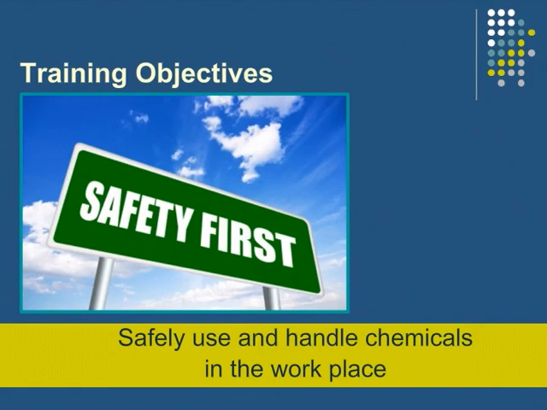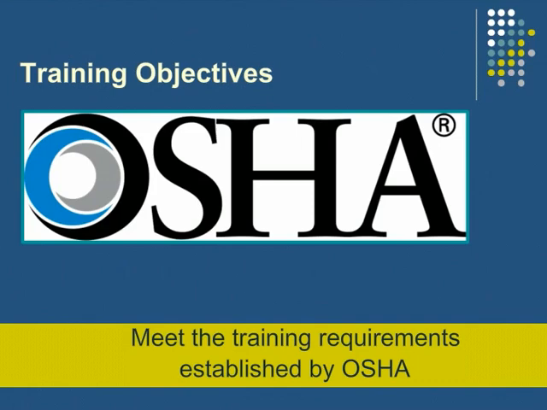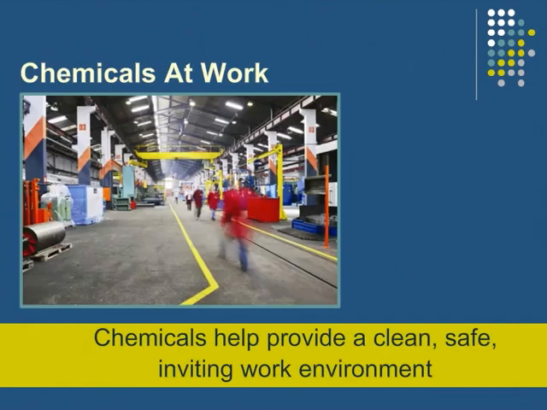The purpose of this seminar is to provide you with the information you need to safely use and handle chemicals in the workplace. In addition, all employees in the United States are required by OSHA, the Occupational Safety and Health Administration, to have training on the key elements of a product label and safety data sheet. At the completion of this seminar, you will be able to print a certificate stating that you have completed the required training. It is a fact that chemicals are used every day in every building.